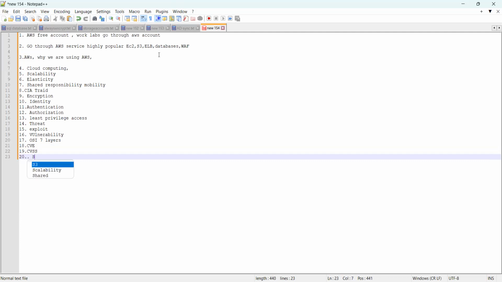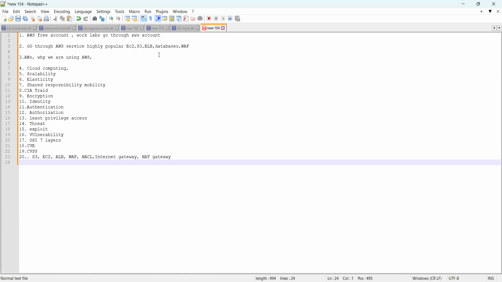What is S3, EC2, ALB, WAF, NACL, Internet Gateway, NAT Gateway? These are a few basics that I am expecting you to at least try to Google and come up with some basic idea.